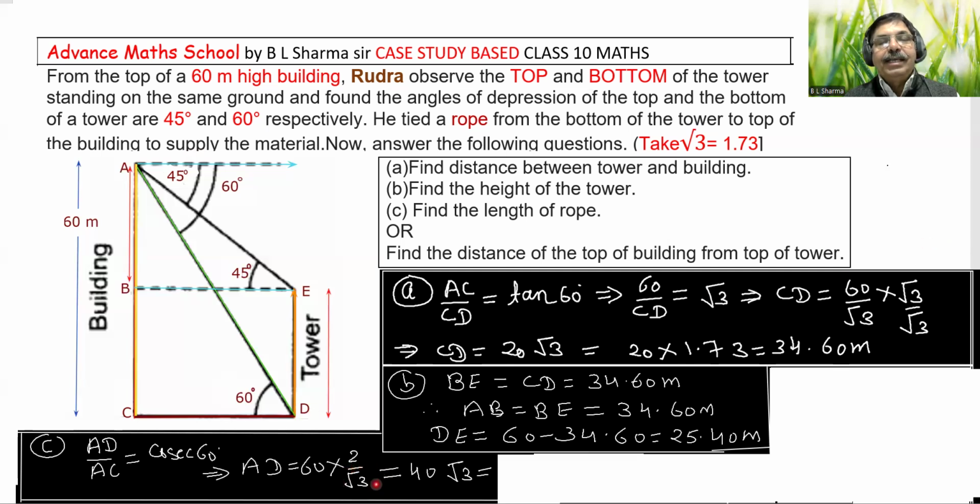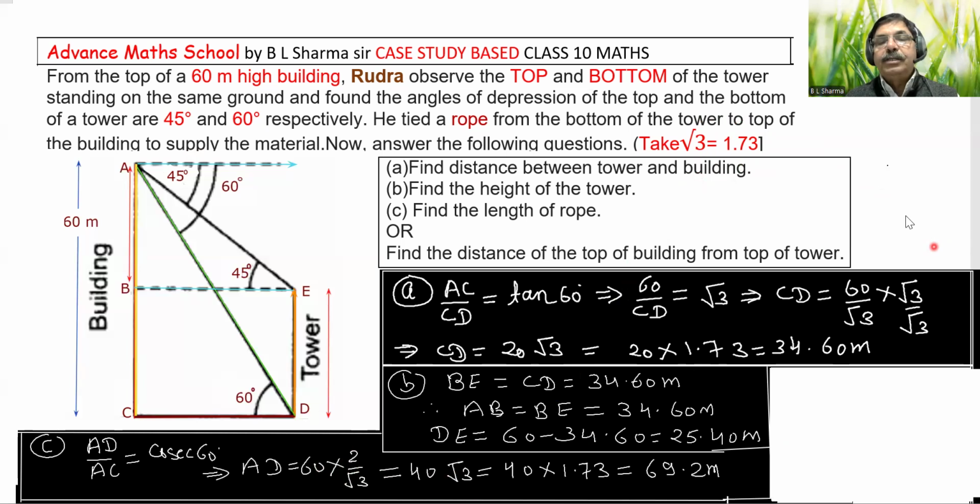Rationalize root 3, multiply numerator and denominator by root 3. So it will be 20 root 3 multiplied by this 2, that is 40 root 3. Replace the value of root 3 by 1.73 because it is given in the question. So 40 into 1.73, on multiplication we get 69.2 meters. So the length of the rope, meaning AD, is equal to 69.2 meters.